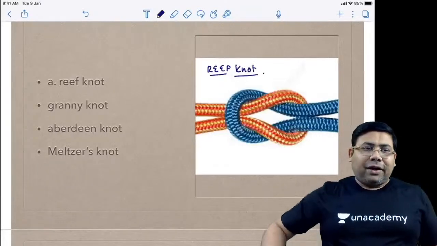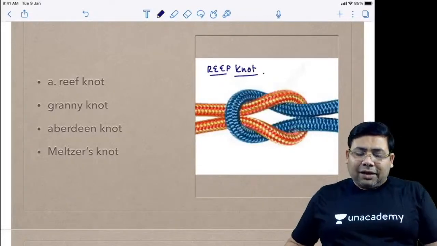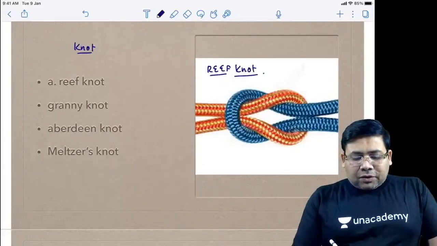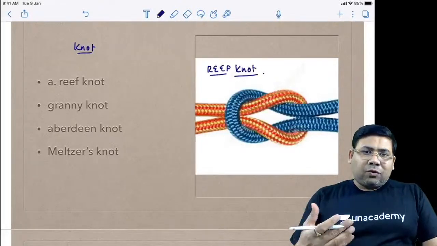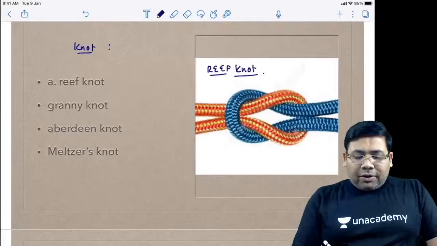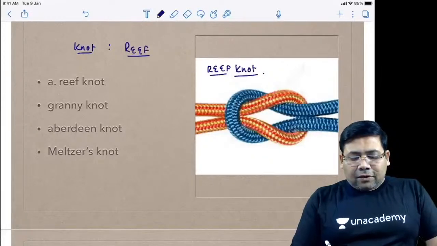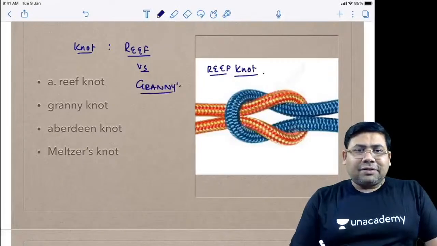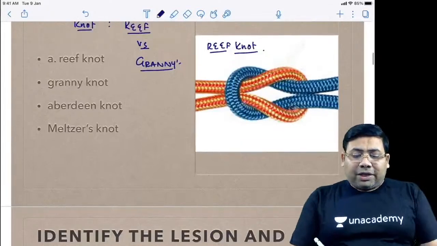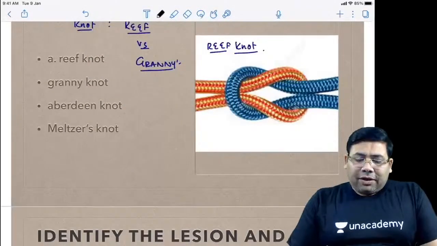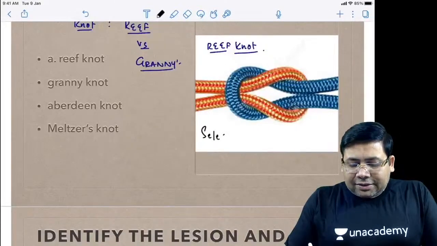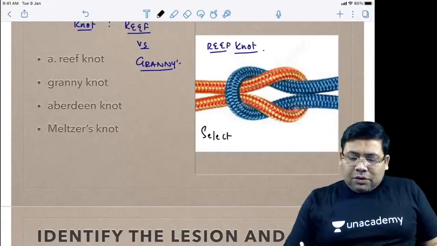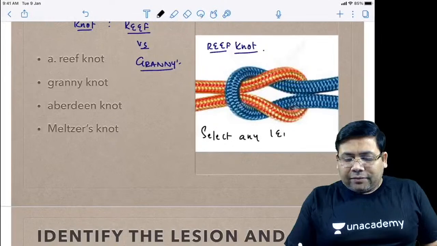How do you identify the knot on image? This is again a very important question. When we talk about identification of knot, knots may be 2-throw, 3-throw knots. So how to identify a reef versus grannies? The point number one is always select any one end.